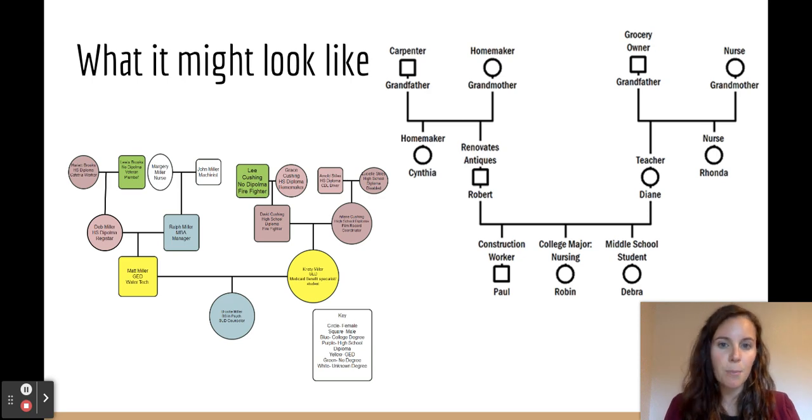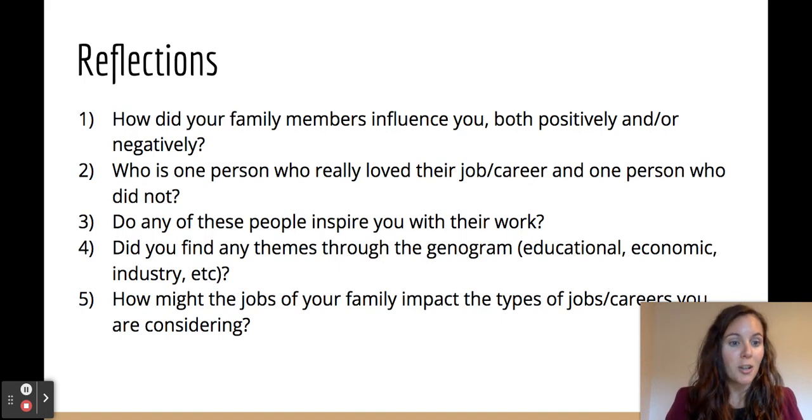I like this example on the left, and I would encourage you to maybe consider creating your family tree this way. They've also included the amount of education each person had, and I think that that could add a nice layer of reflection. I'm not requiring it, but if you have access to that information, I would love if you would add it.